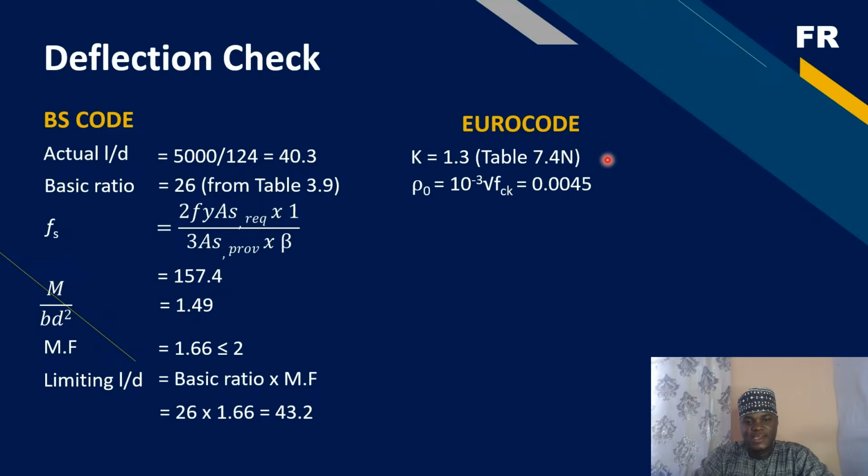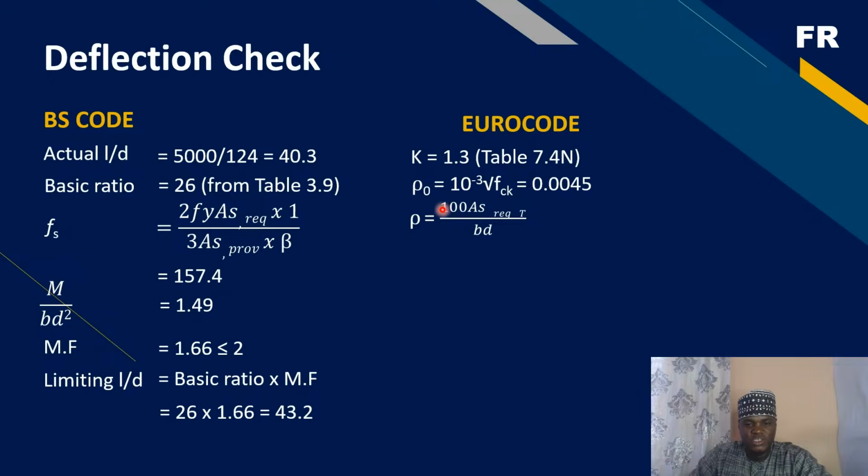In order to calculate the limiting factor for Eurocode, we need to calculate what we call the reference ratio. This reference ratio is equal to 10 to the power of minus 3 times the square root of fck. fck in this case is 20. So if you substitute 20, at the end of the day, you have 0.0045. Then you need to evaluate what we call the rho.